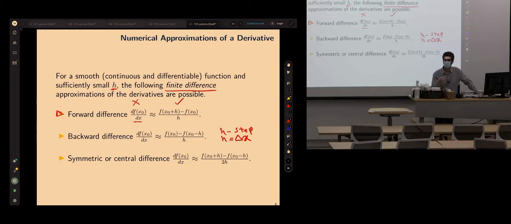However, a warning: this is not how modern libraries, for example for deep learning, compute derivatives. They use something that is good to learn after this. It's a little more advanced. It's called computational graphs and automatic differentiation. It's not this.